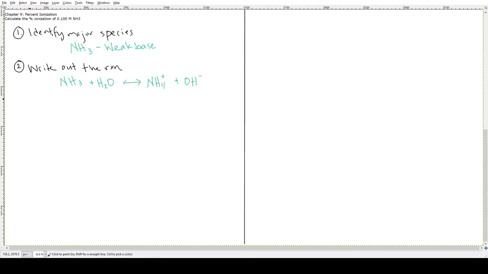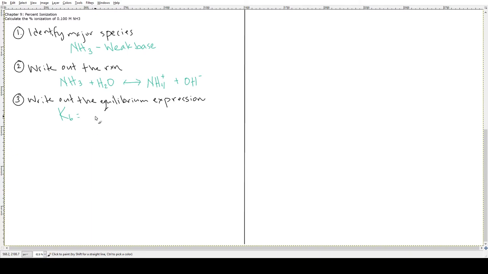All right, so now we're going to move on to step three, which is? Write out the equilibrium expression. If this was a strong base, would I write out the equilibrium expression? No, I would not. So I know since it is a weak base, my K should have a subscript of what? It should have a subscript of the letter B because it's a base.